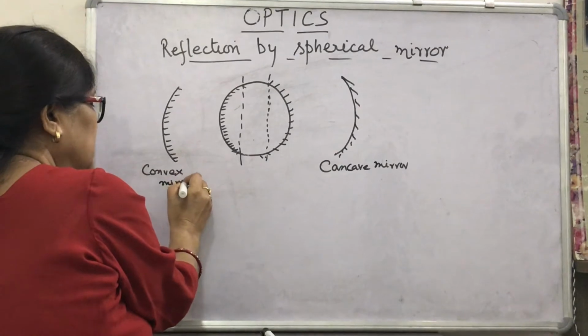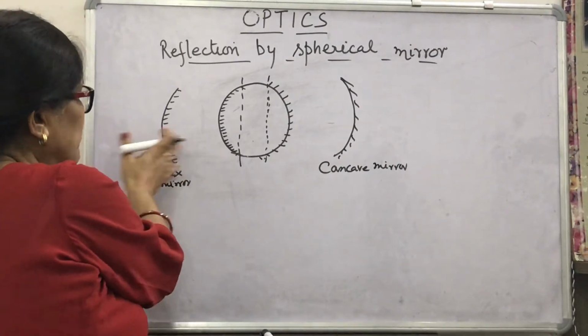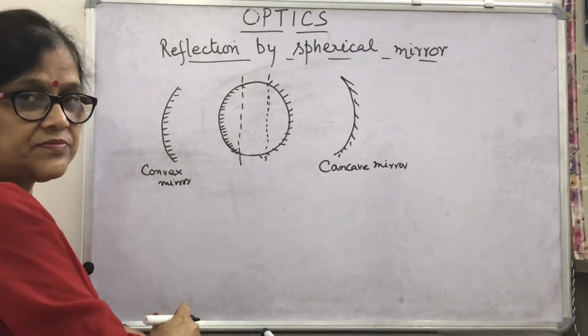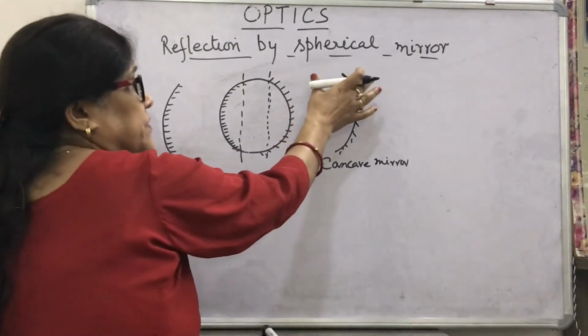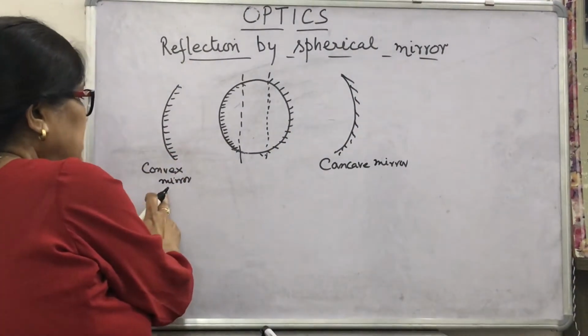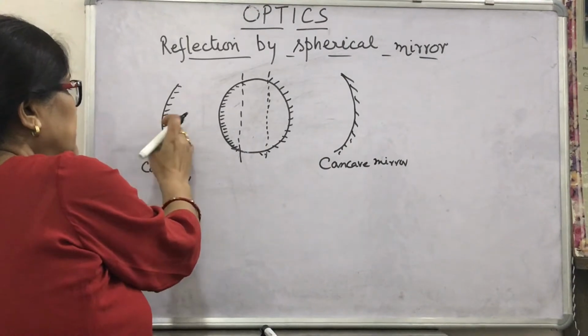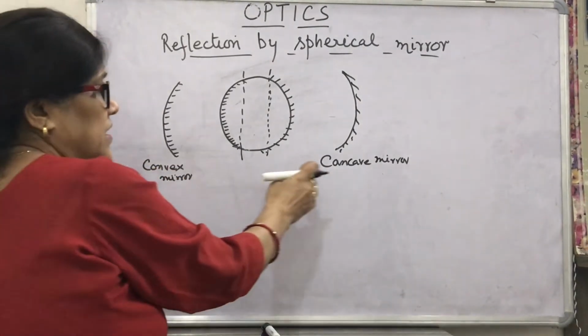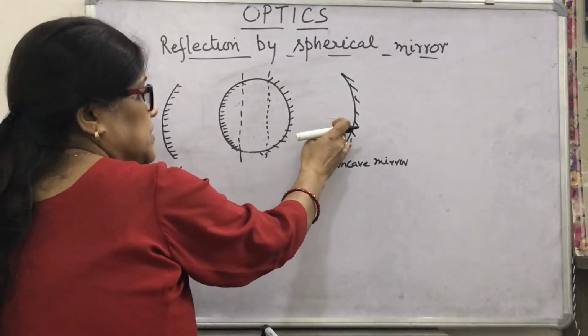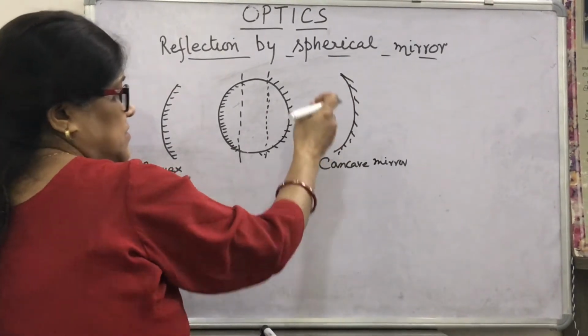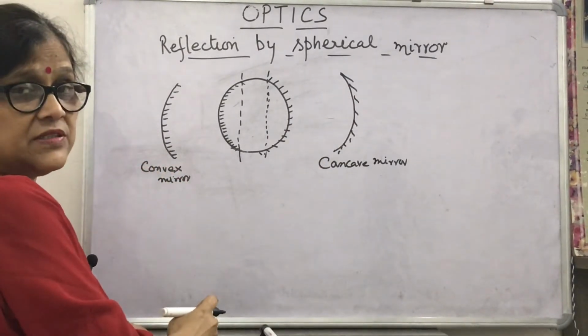So how to learn the name? By the side from which the reflection takes place. So there are two spherical mirrors, one convex, in which light is reflected from the convex side, and the other concave, in which the cave side is the reflecting surface.